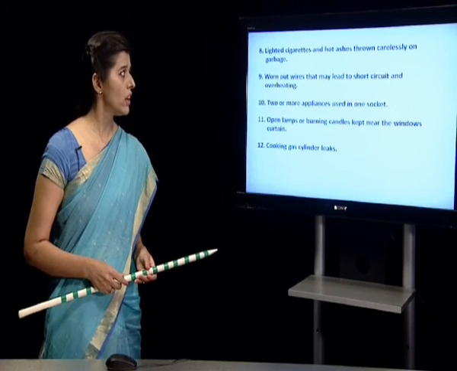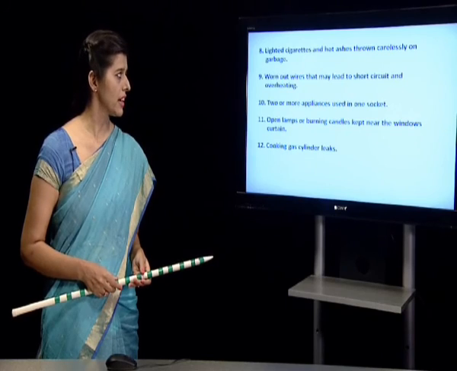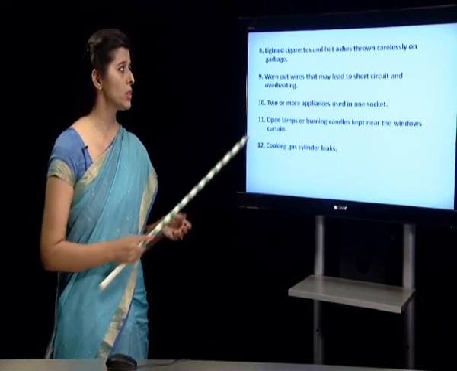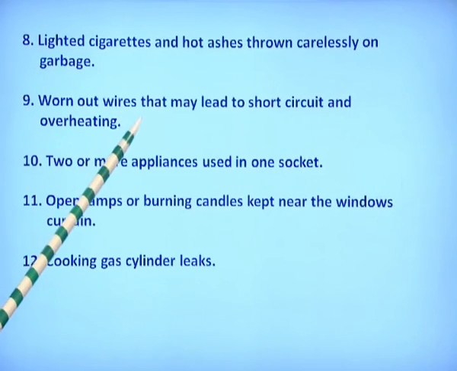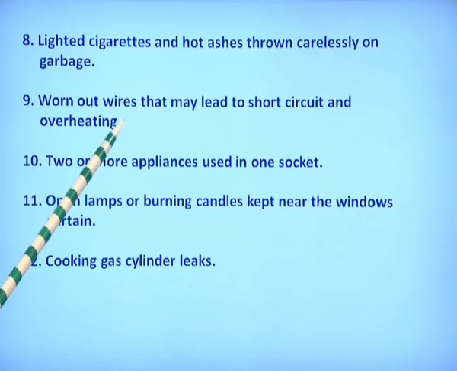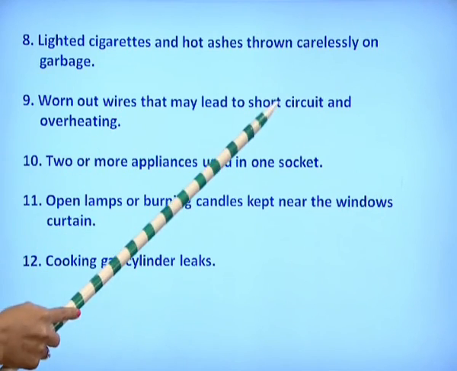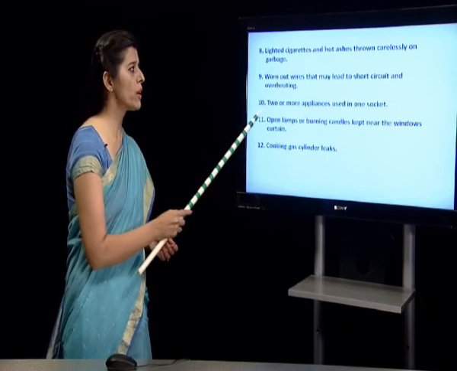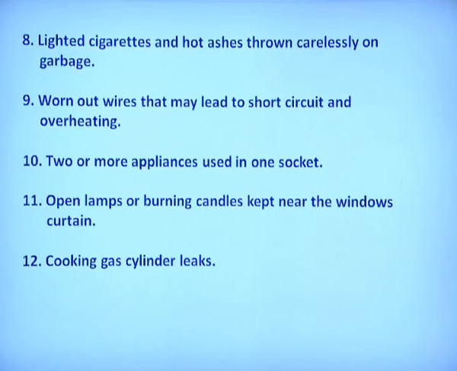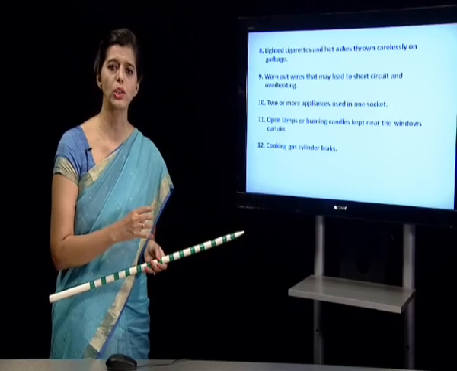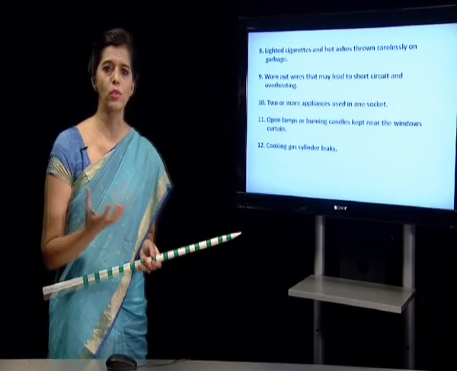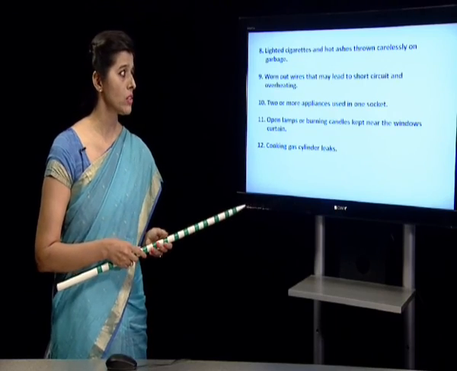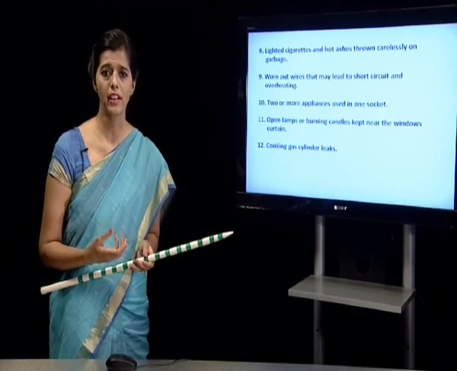care of. Worn out wires that may lead to short circuit and overheating. So the wires, the electricity supply in the house needs to be taken care of. We should not leave any wires uncovered, and we should check if there is a short circuit. We should check and get it corrected immediately. Two or more appliances used in one socket. Suppose there is a socket, you have plugged in an iron and a TV plug also. Too much overloading on one plug and a socket is going to catch fire at times.